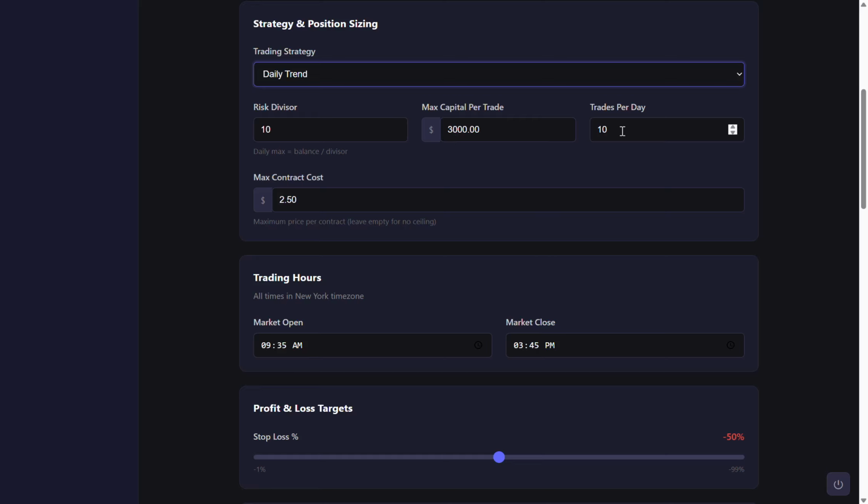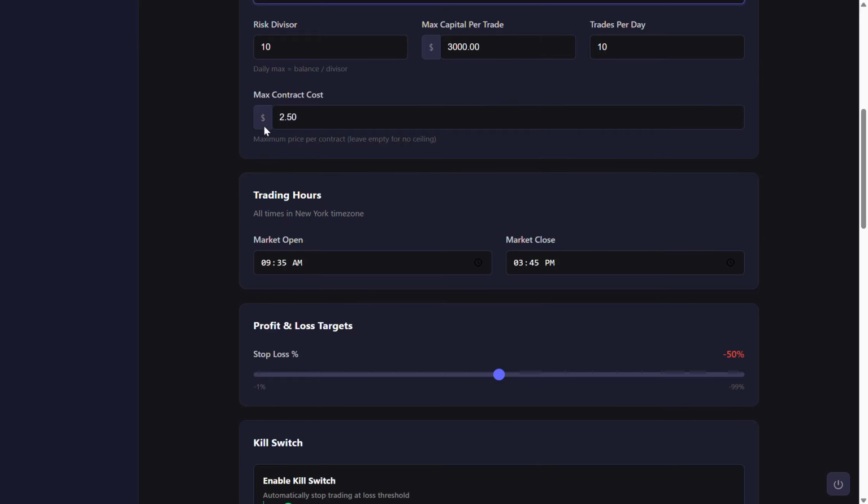Okay. And then trades per day, this is how many trades your bot will take, up to 10, if you don't hit your kill switch. So just make sure that your trades per day is equal to or lower than your risk divisor. Okay, so if you have a risk divisor of 10, that means you're using 1/10 of your account per trade. You don't want to take more than 10 trades a day, as that is 100% of your account balance.